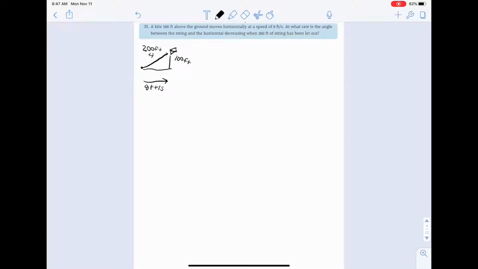So let's make a list of our quantities that we have, which is 100 feet is our y, and then our dx/dt, this part right here, the 8 feet per second, and then we also have h, which is 200 feet. But we need to know at what rate the angle between the string and the horizontal is decreasing. So that would be d theta over dt, which is our theta right there. So that is our unknown.